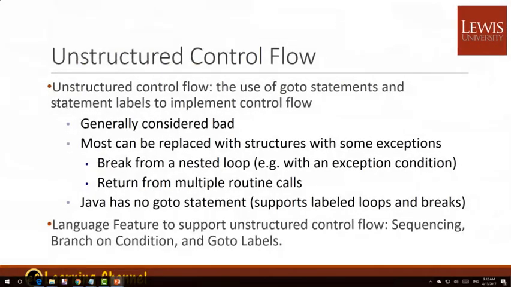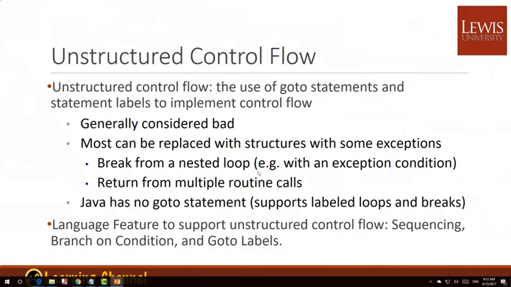Unstructured control flow is the use of go-to statements and statement labels to implement control flow. Generally considered bad. But why do people use it? Because it is cheaper. You just need to have some branch, and then you just need a program counter, and then branch. You don't need to pay a lot of hardware penalty on switching of the control flow.